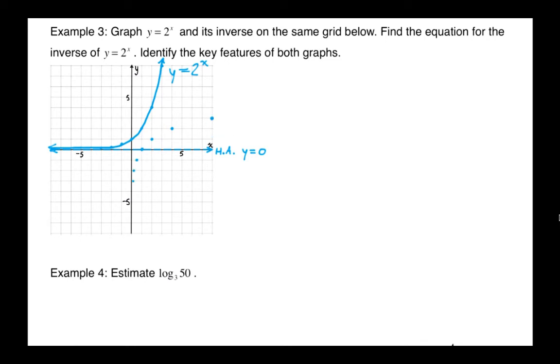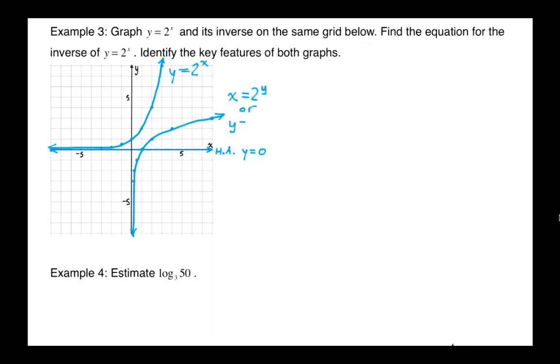And similarly, I can take each one of these points and switch the x and y coordinates. So (-1, 1/2) becomes (1/2, -1). (-2, 1/4) becomes (1/4, -2). (-3, 1/8) becomes (1/8, -3), and so on. You can see the direction this is going here.